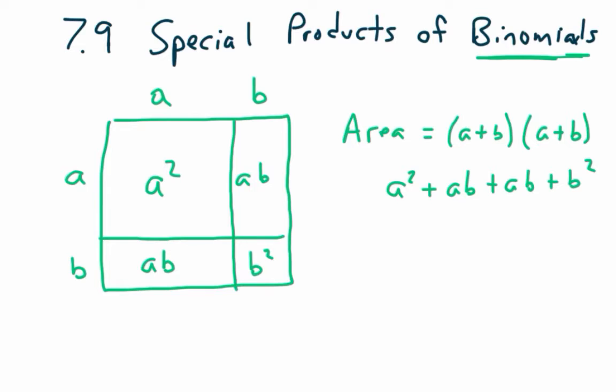And to tie this into yesterday, if we would take this problem here in FOIL, when we did the first times the first, we get a squared. The outside, we get a times b. Inside would be another a times b. Last would be b times b, or b squared. And whenever we FOILed, you were able to take these two middle parts and combine like terms. So the area ends up being just a squared, now I have two of these ab's, so plus 2ab plus b squared.